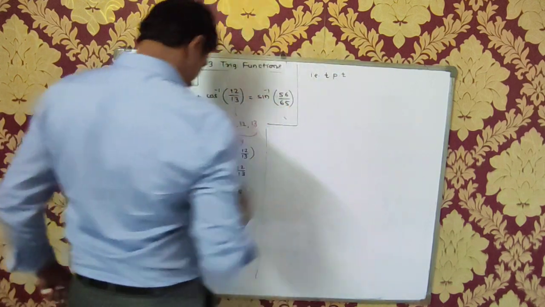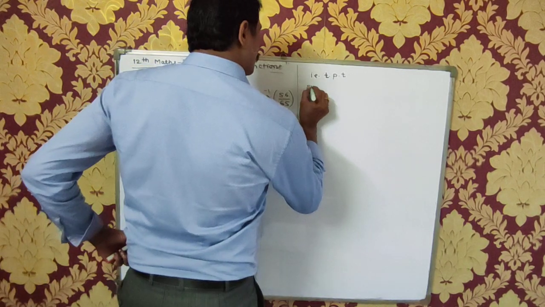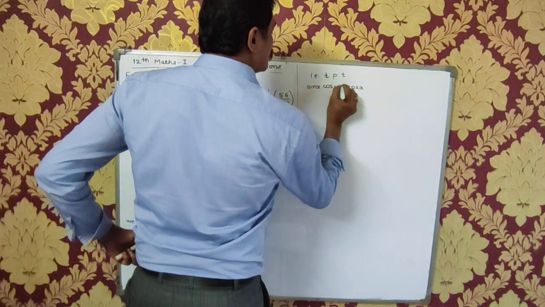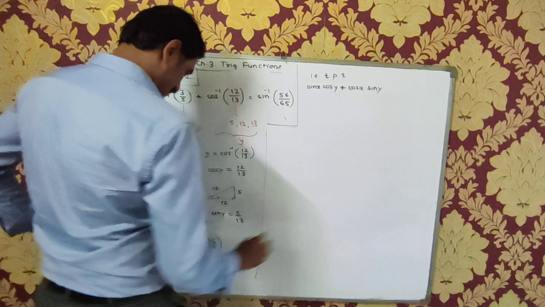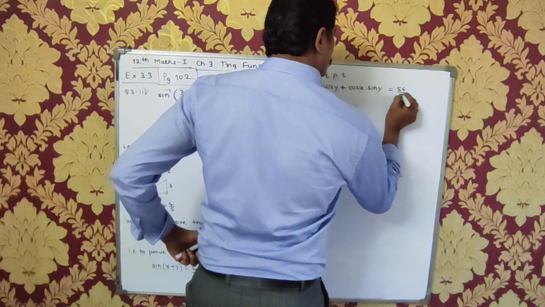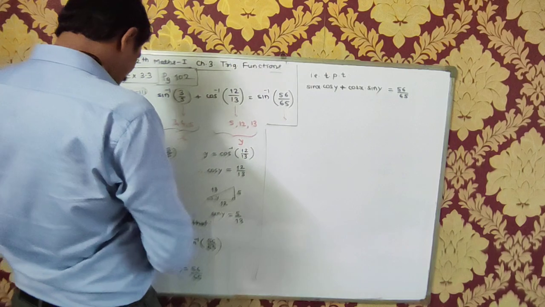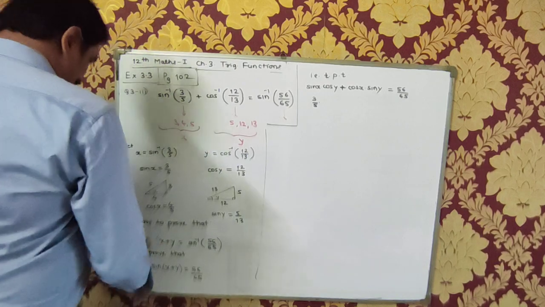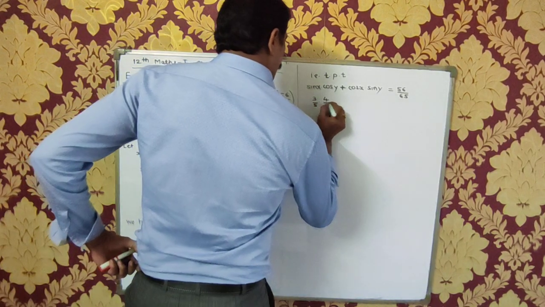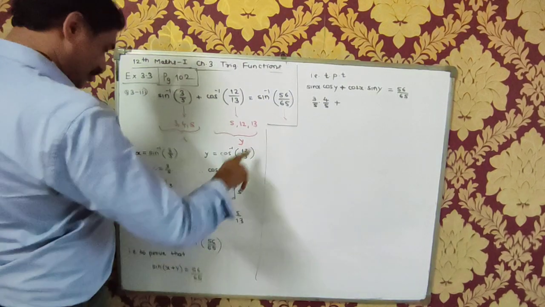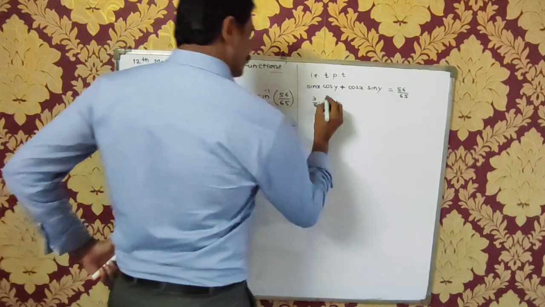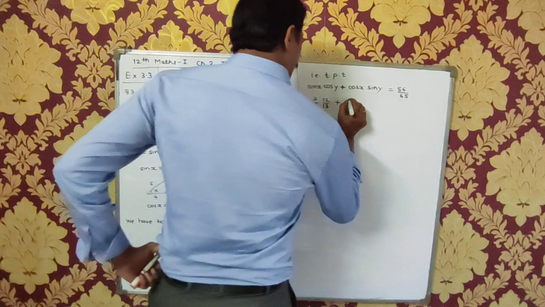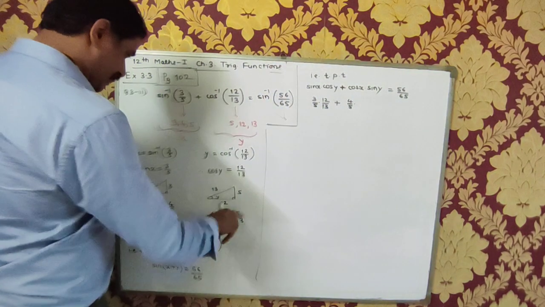That is to prove that sin x cos y plus cos x sin y is equal to 56 upon 65. Now what is sin x? It is 3 upon 5. What is cos x? It is 4 upon 5. What is, sorry, cos y? Cos y is 12 upon 13. Cos x is 4 upon 5. Sin y is 5 by 13.